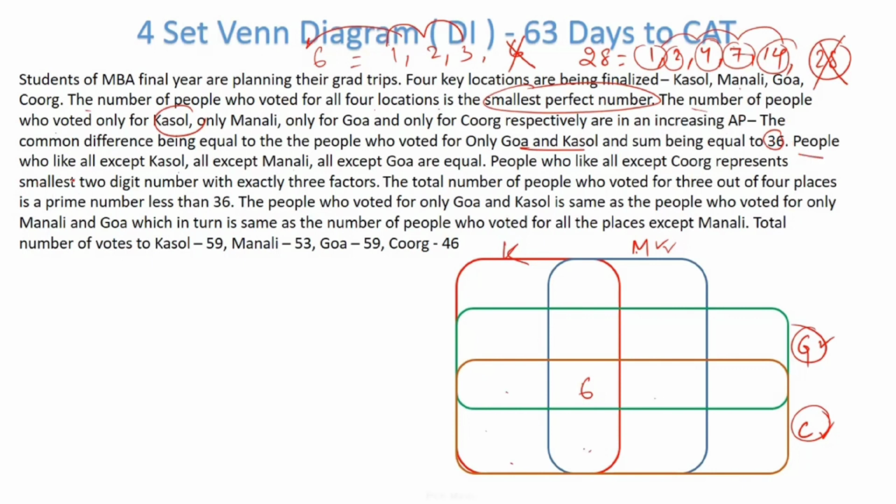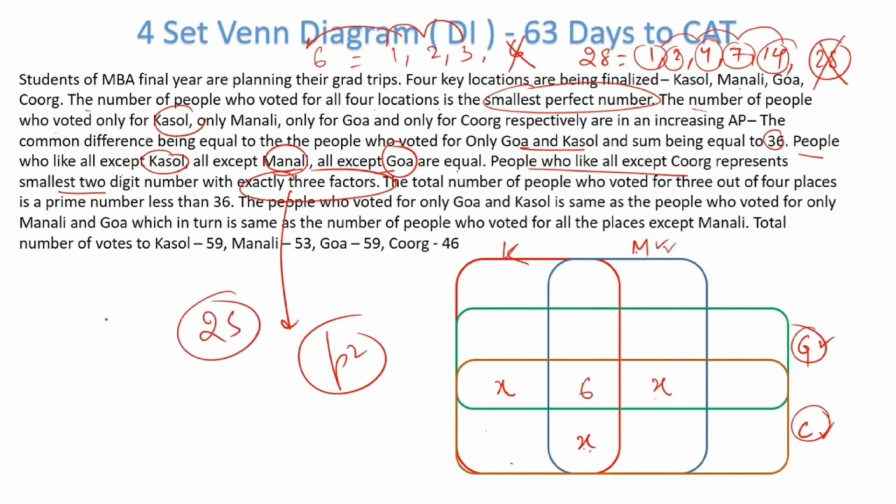So people who like all except Kasol, which is 3 out of the 4, let's say represent by X. All except Manali and all except Goa are equal. So what is all except Manali? All except Manali will be X and all except Goa will be again X. People who like all except Coorg represent the smallest 2-digit number with exactly 3 factors. Now the number with exactly 3 factors is a prime square. What is the smallest 2-digit number with exactly 3 factors? That must be 25. So then all except Coorg is 25.